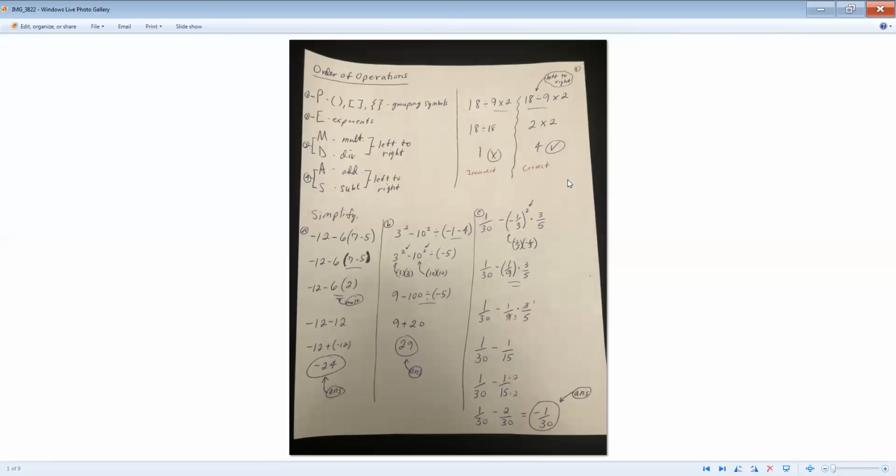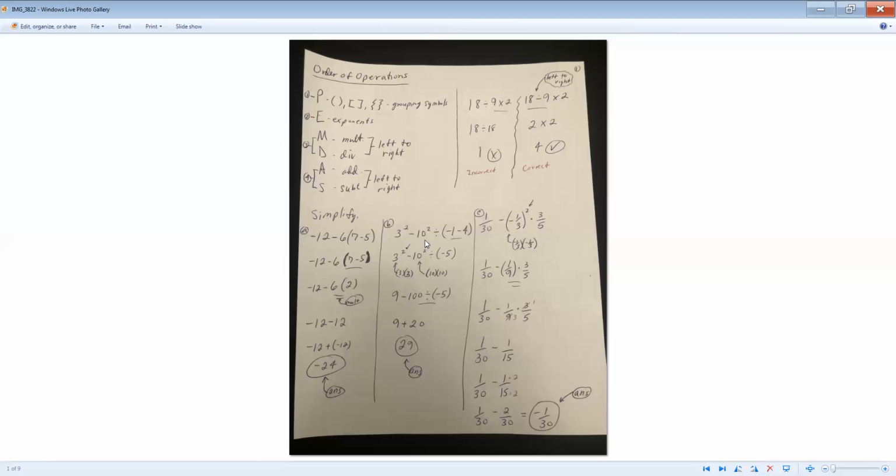So let's do a few of them. The direction is to simplify. In this first one, we have negative 12 minus 6 times (7 minus 5). Parentheses, you do what's in the parentheses first. 7 minus 5 is 2. Then we have negative 12 minus 6 times 2. So 6 times 2 is 12. So we have negative 12 minus 12. Don't forget, that's negative 12 plus a negative 12, which will give you negative 24.